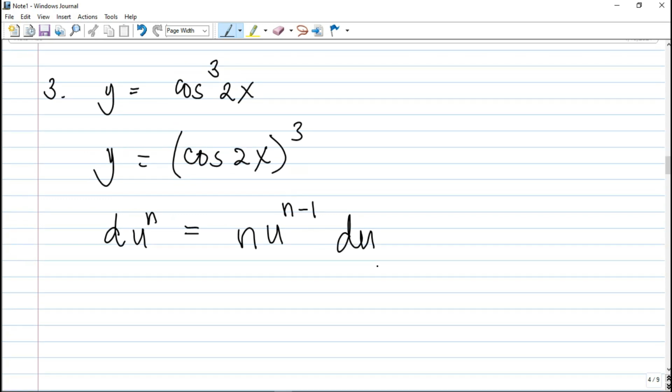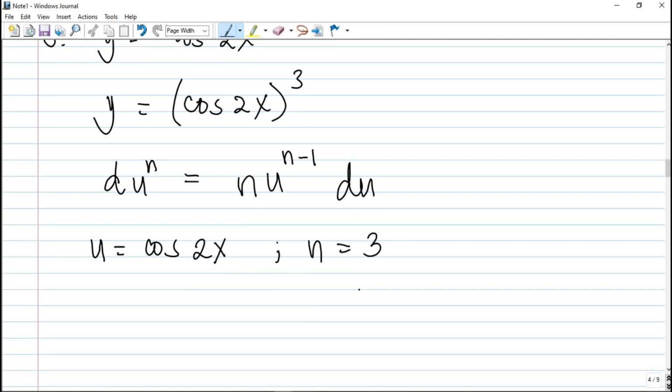Okay? So, yung u natin, if this is your function, u raised to n, so yung u natin is cosine 2x. Okay, so u is cosine 2x. Then yung n natin here is 3. This is cube. Then let's apply the formula. So the derivative of y is equal to, you have here n. So n is 3. Copy that.